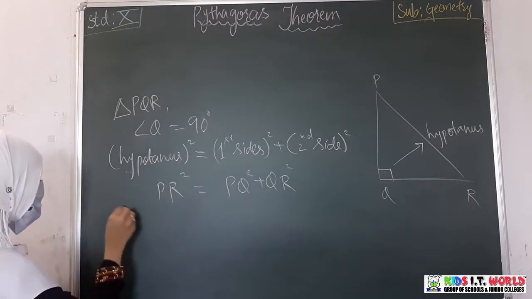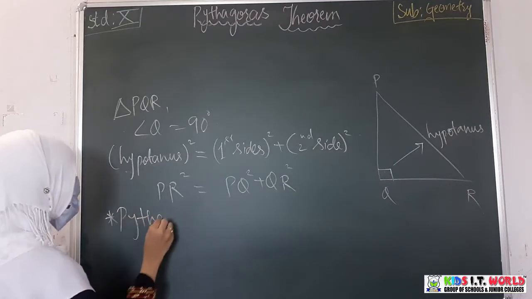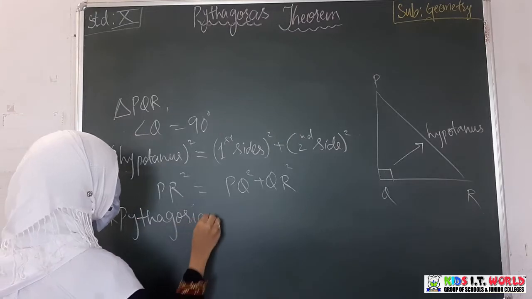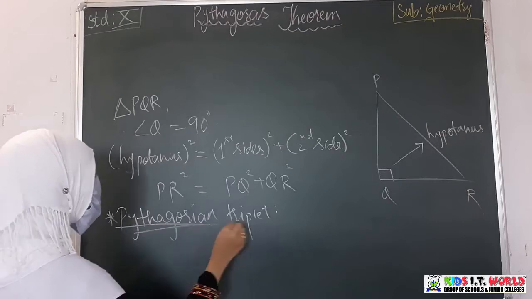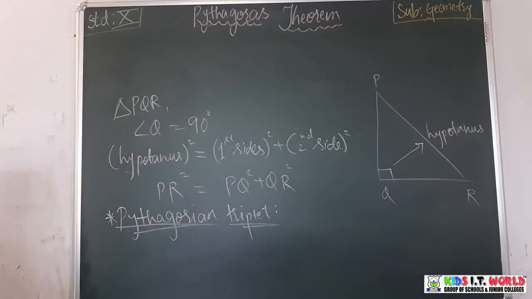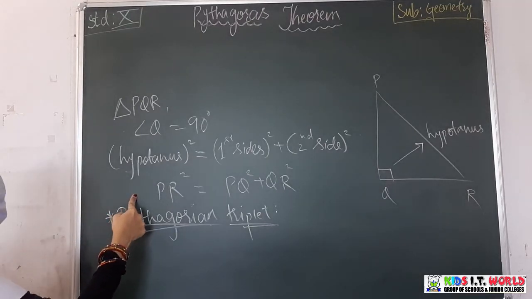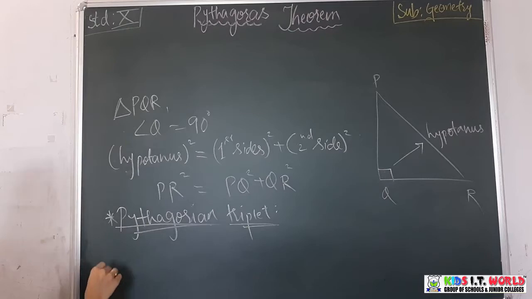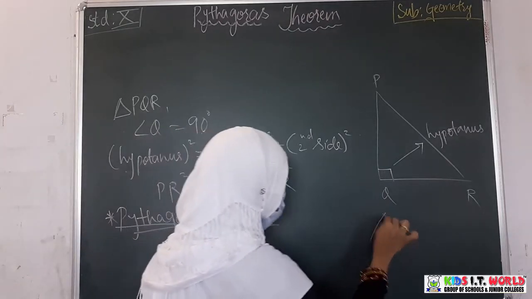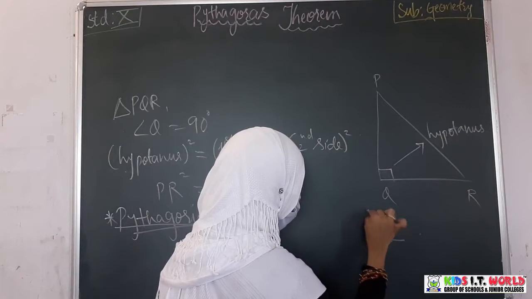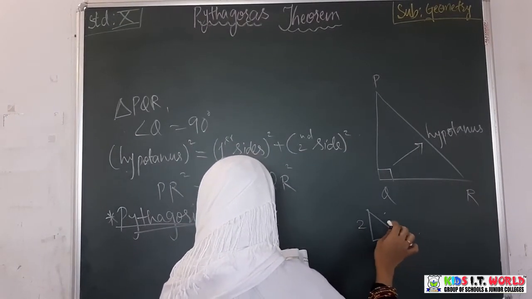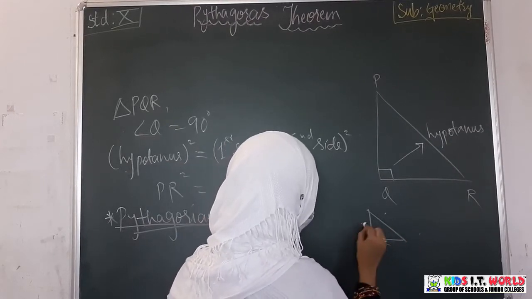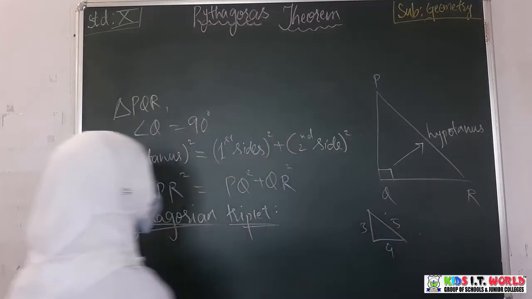Now the next topic is Pythagorean triplet. It is derived from the sides of a triangle. If the sides of a triangle are given and they prove the statement of Pythagoras theorem, then it is called a Pythagorean triplet. For example, if we consider a triangle containing a 90 degree angle with sides 3, 4 and 5.